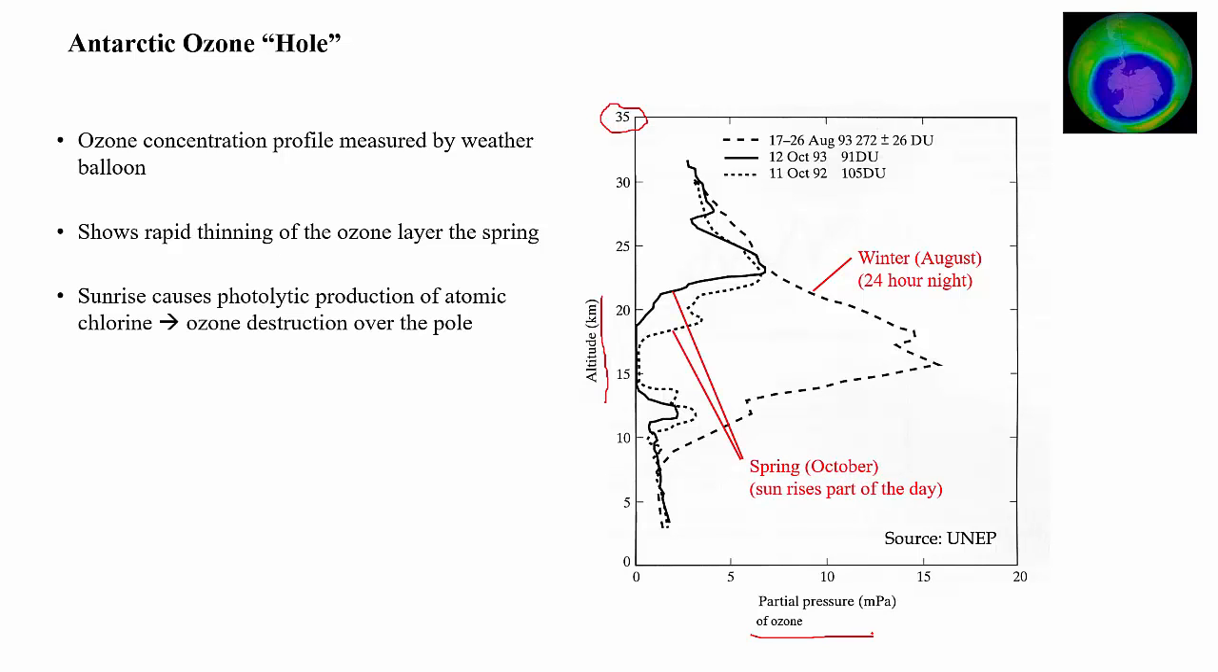These other curves here are just a short time later, just a couple of months later in the spring, where we have sunrise. And when we get sunrise, for part of the day, sunrise causes the photolytic production of atomic chlorine. And remember that atomic chlorine drives the destruction of ozone over the pole. So this shows the dramatic formation of the so-called ozone hole.